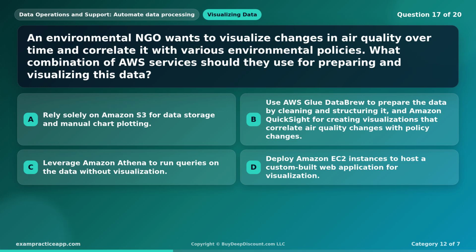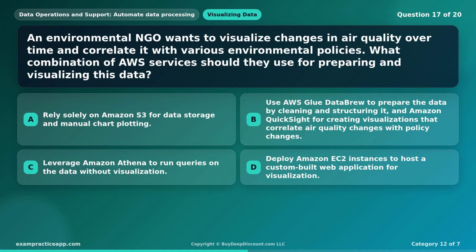Option C, leverage Amazon Athena to run queries on the data without visualization. Option D, deploy Amazon EC2 instances to host a custom-built web application for visualization. Take a moment to choose your answer.